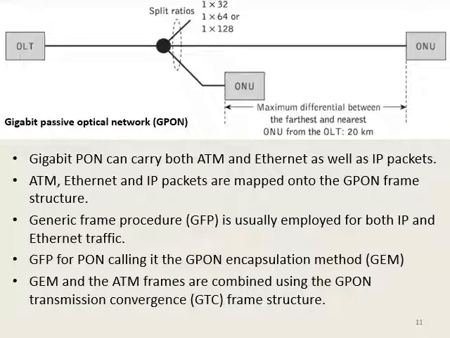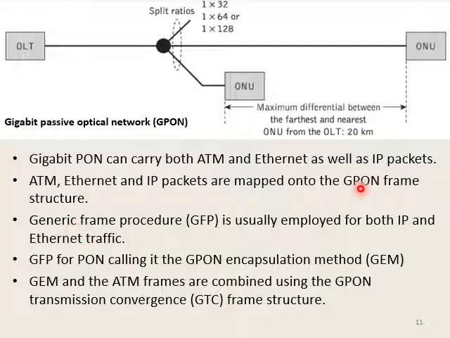So coming to the next type of PON, the Gigabit passive optical network, that is GPON, which can be explained with respect to this particular diagram. Gigabit PON can carry ATM, Ethernet, as well as IP packets. Ethernet PON was mentioned earlier, but if I include ATM along with that, it forms a Gigabit PON. ATM, Ethernet, and IP packets are mapped onto the GPON frame structure.